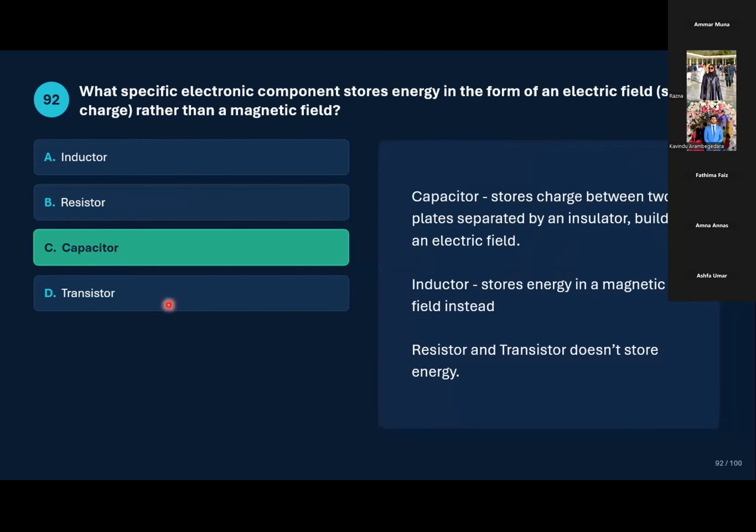And the next question, what specific electronic component stores energy in the form of an electric field rather than a magnetic field? If we check the answers here, it has capacitor, inductor, resistors, and transistors. So the answer here is capacitor. A capacitor stores charge between two plates separated by an insulator, so it's building an electric field. The inductor stores energy in a magnetic field, and the resistor and the transistor don't store any energy. So the answer here is C, capacitor.